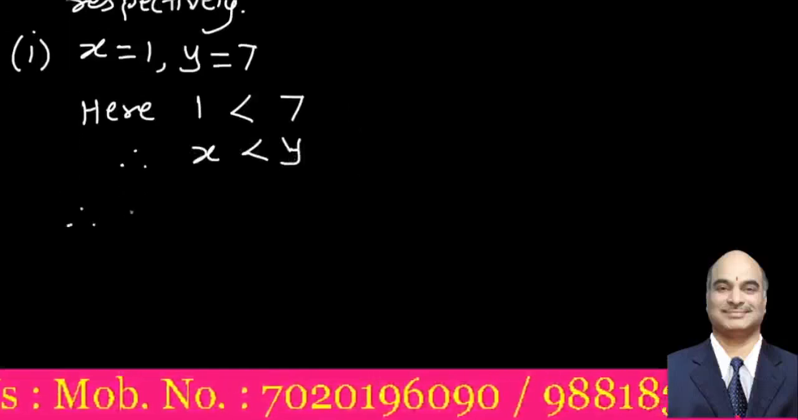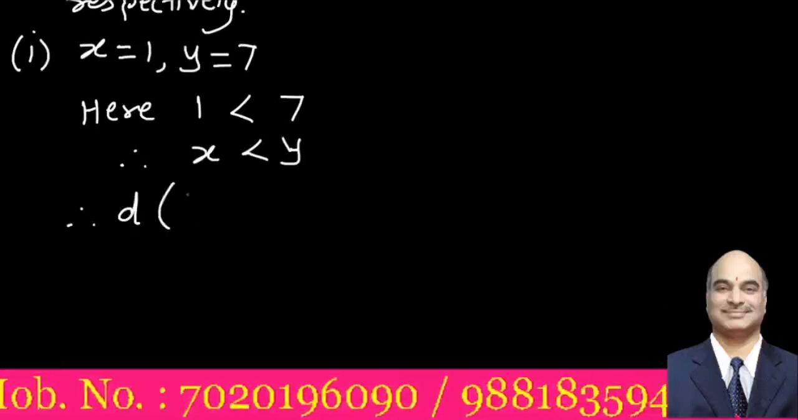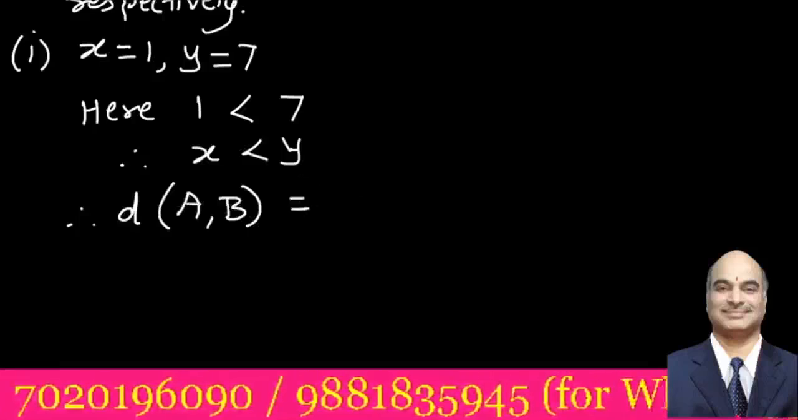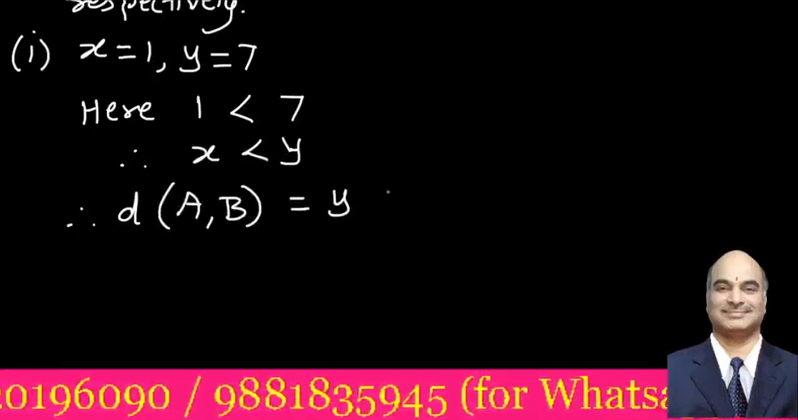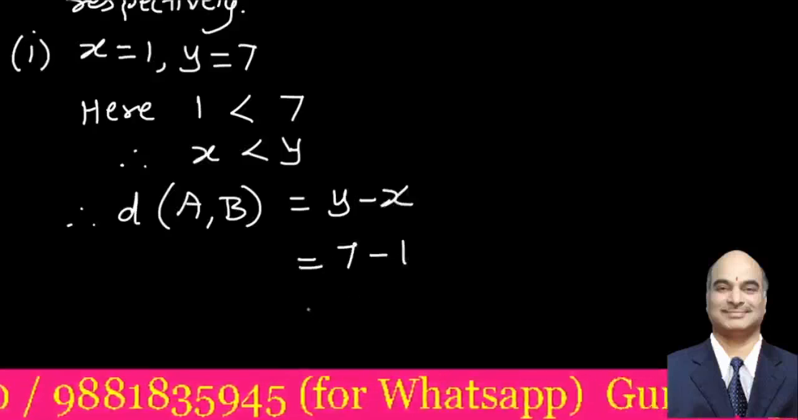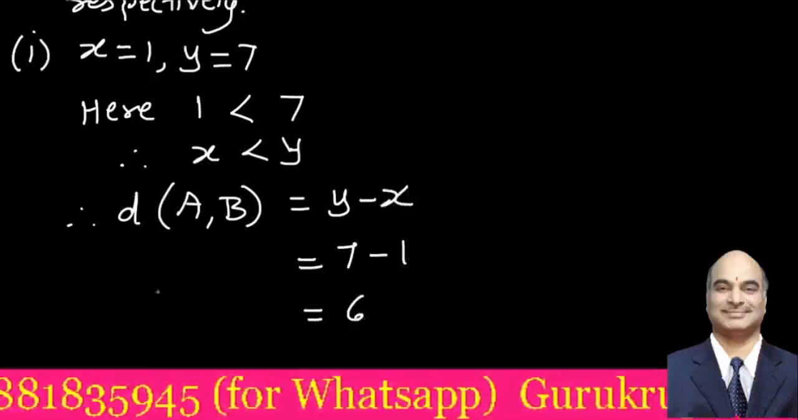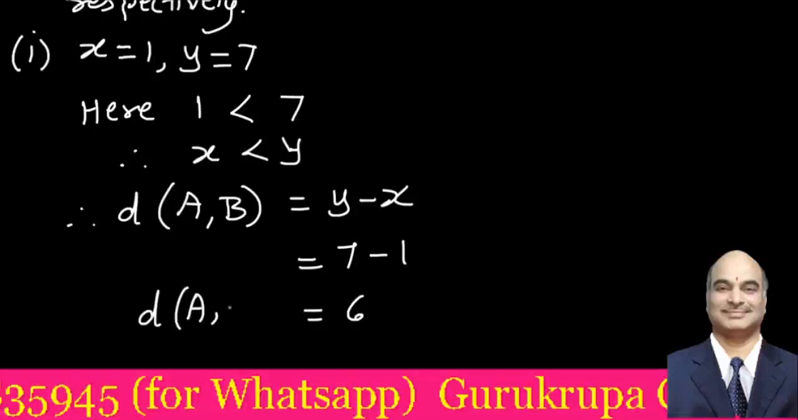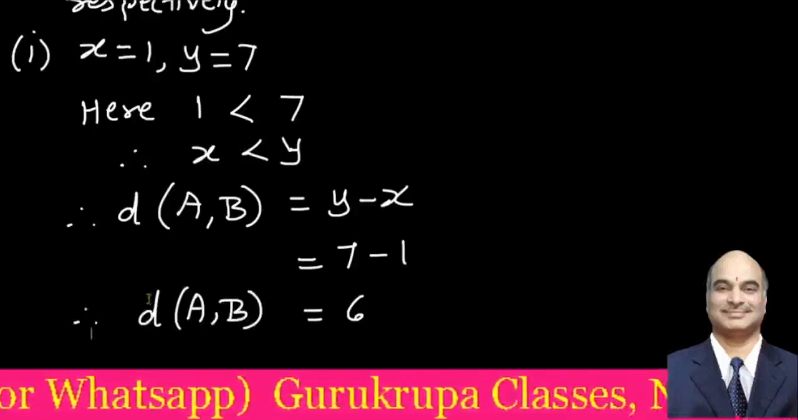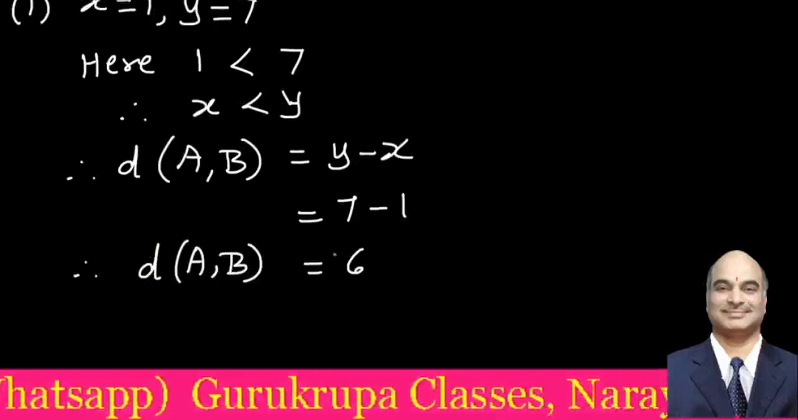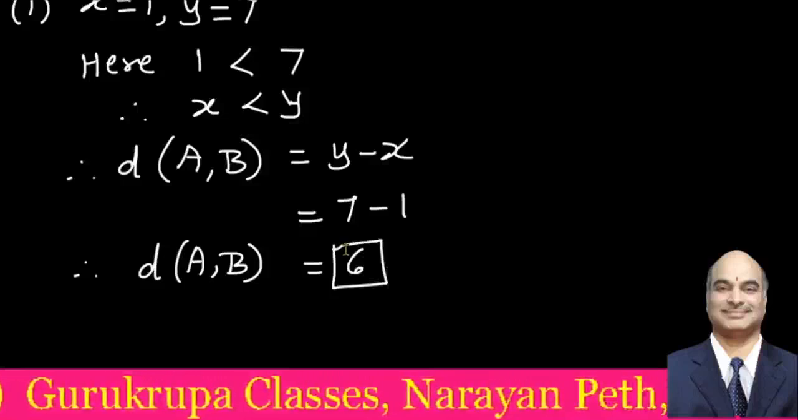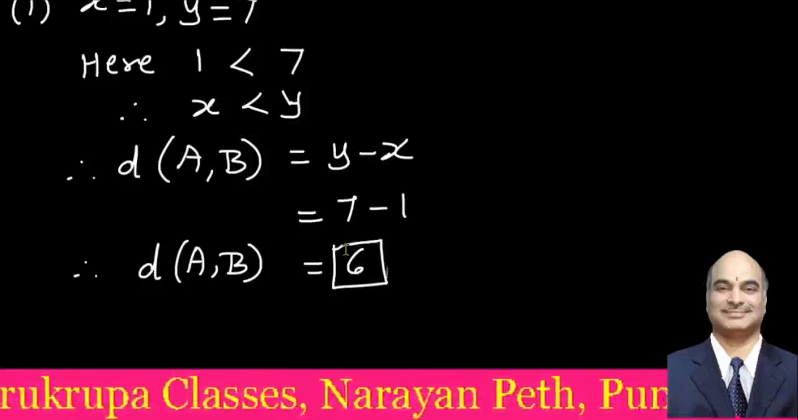Therefore, distance AB is equal to, since x is smaller than y, y minus x, 7 minus 1 is equal to 6. Therefore, distance AB is equal to 6 if x is equal to 1 and y is equal to 7. So, please write down this.